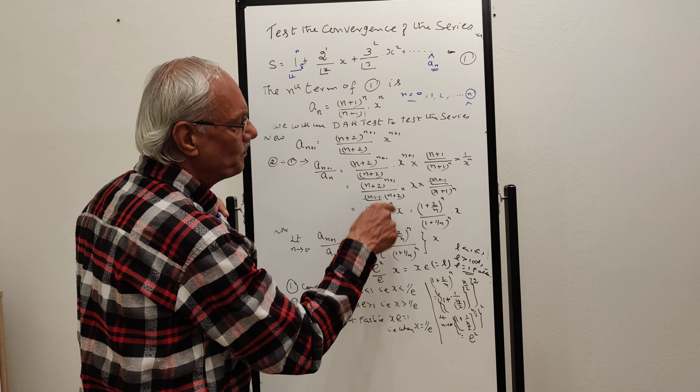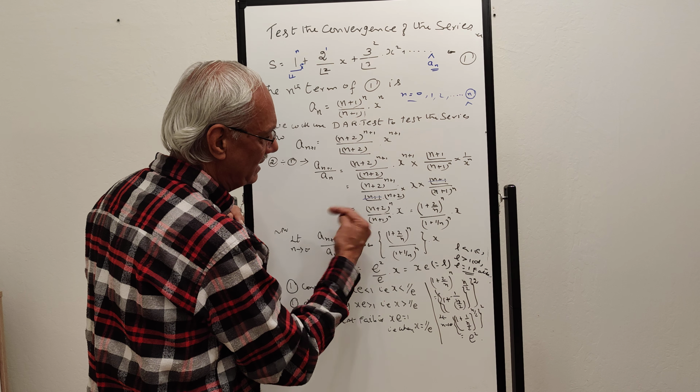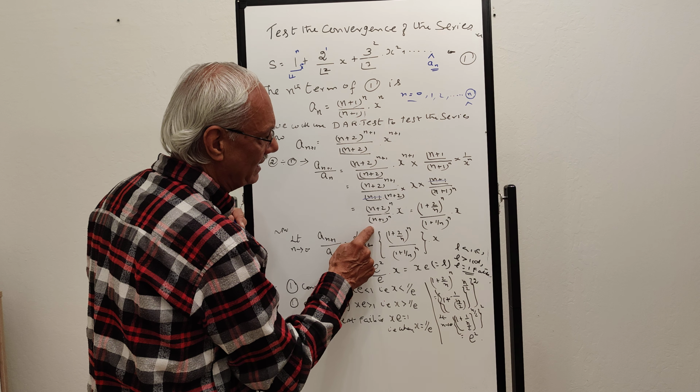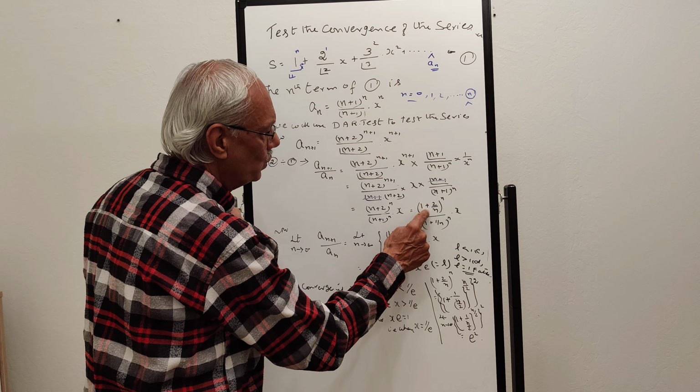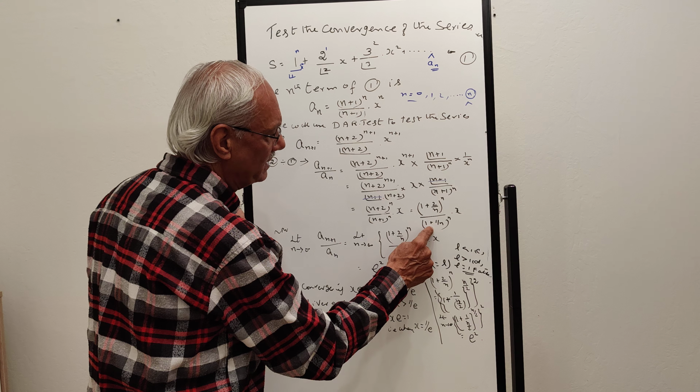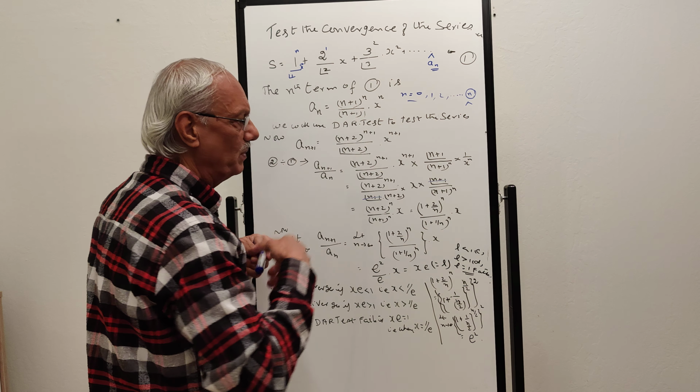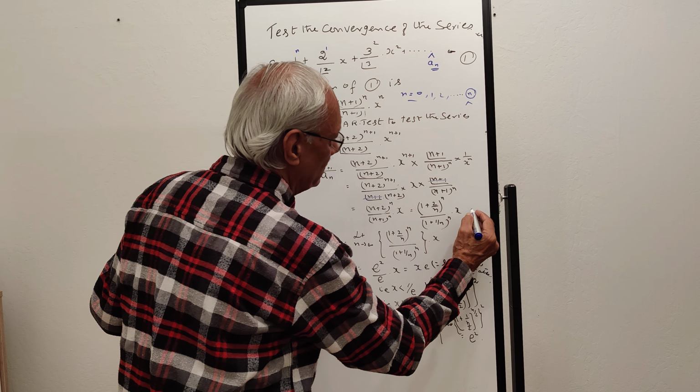Which I write as, I take this n outside and here also n outside, so that n and n will get cancelled, giving you (1+2/n)^n divided by (1+1/n)^n multiplied by x. This we will take it as out.